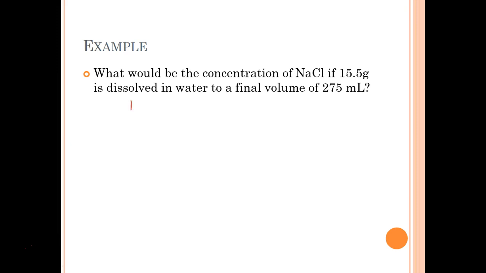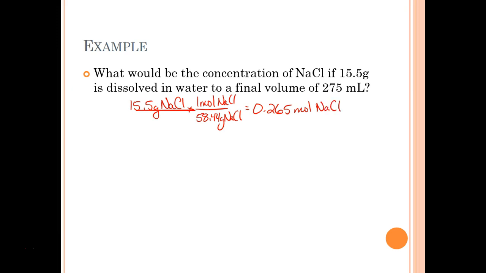So to do that, we're going to take our 15.5 grams of NaCl, and we're going to use its molar mass, which is 1 mole of NaCl for every 58.44 grams of NaCl, and that comes out to 0.265 moles of NaCl.